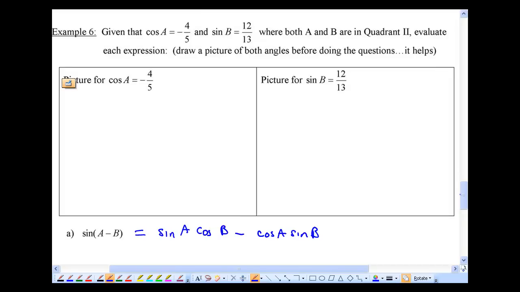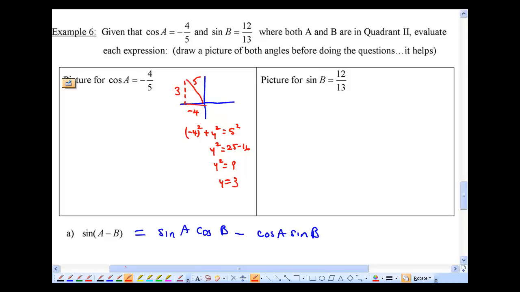Remember, this is in quadrant 2, so I'm going to draw a picture. Because this is negative 4/5, I think what that means is that the x value must be negative 4, and the radius must be equal to 5, so we have to figure out that y value. Good old Pythagoras to the rescue. Negative 4 squared plus y squared equals 5 squared. And many of you already know that this would be 25 minus 16, or 9, so y equals 3. Why not negative 3? Yes, because we're in quadrant number 2.